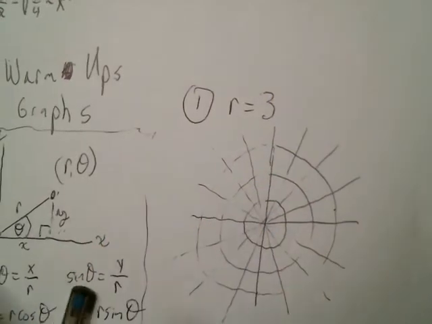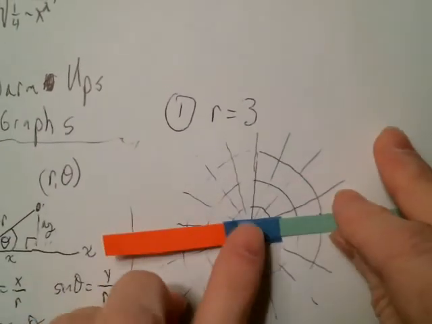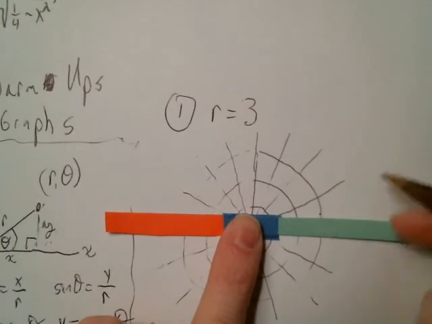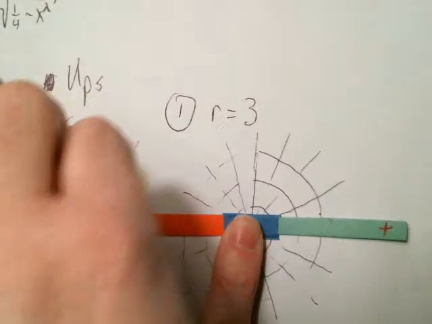Let me put that in red. Okay, so again, what am I doing? I'm letting r be set at 3, and this is the positive side of my arm, and this over here is the negative side of my arm.